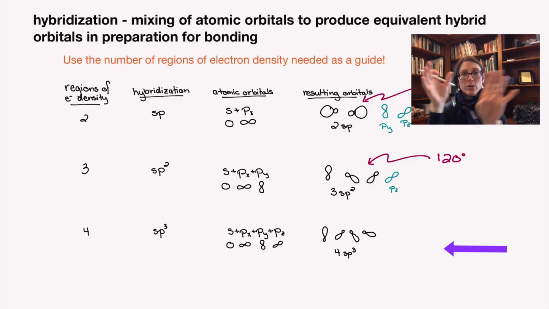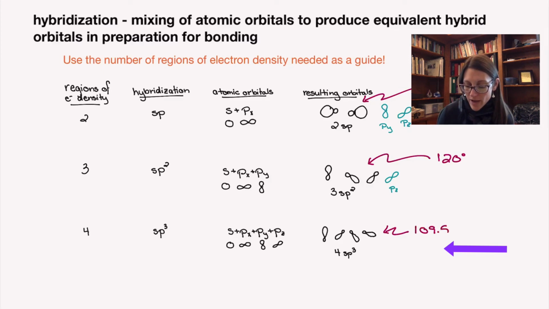And so you'll blur all of those together and you'll get 4 sp3 hybrid orbitals, and these lie pointing towards the corners of a tetrahedron with a 109.5 degree bond angle, just as we would expect for something that will be tetrahedral with 4 regions of electron density.